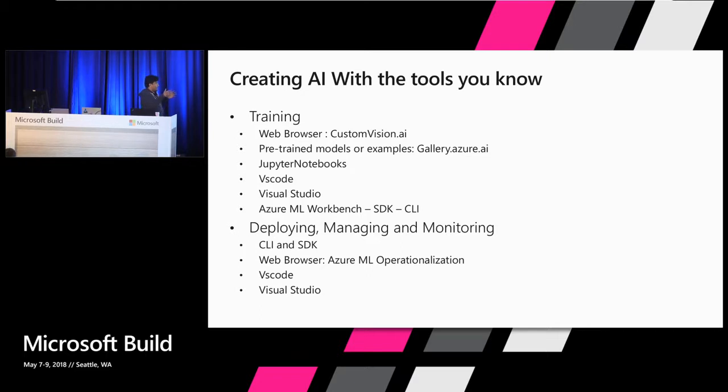We trained, as I said, in the web browser. Just go to customvision.ai. It's a cognitive service. You can just train it there. You can also look for pre-trained models or examples that we have. Go to gallery.azure.ai. We have example solutions for both vision as well as anomaly detection and so on. You can train with Jupyter Notebooks, VS Code, Visual Studio, or the Azure ML Workbench that I showed you, and then deploy with CLI and SDK. Of course, you can also do that with a web browser, VS Code and Visual Studio.